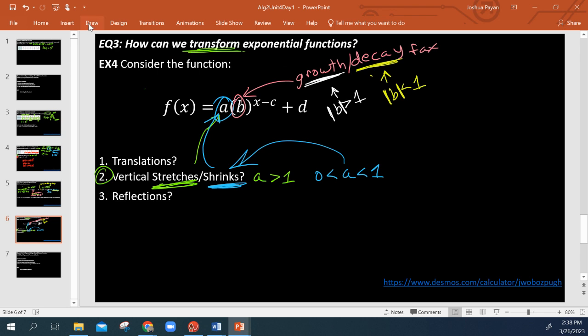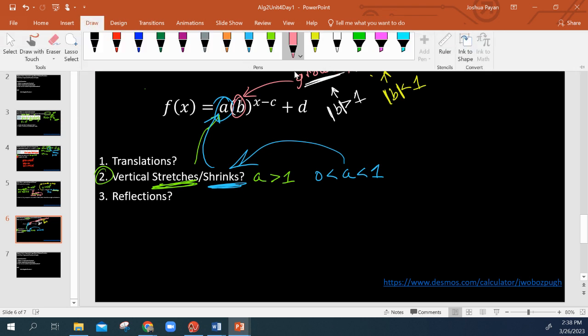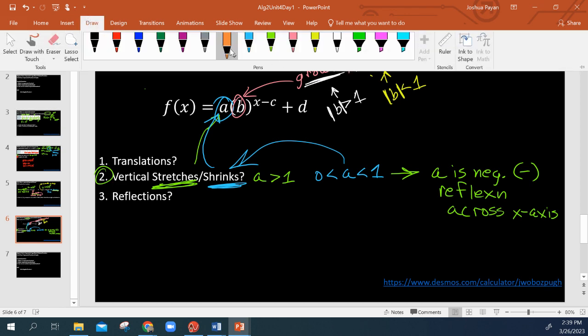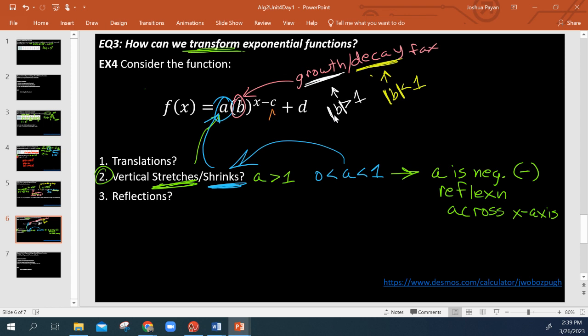And actually, I shouldn't get too far ahead of myself. Let's back up to stretches and shrinks, and let's remember that if A is negative, this means we're being reflected across the x-axis. And again, we know that. Not anything new.